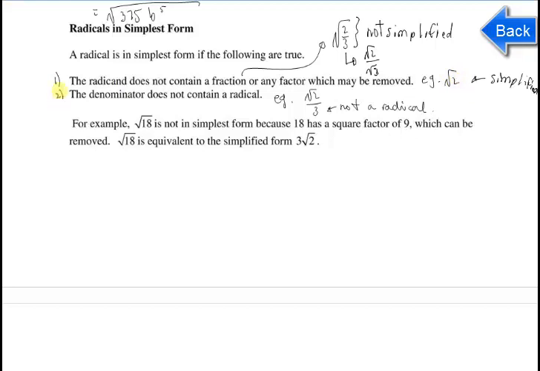Okay, the second condition: the denominator does not contain a radical. So an example of one that is simplified would be like the square root of 2 over 3. Notice the 3 is not in a radical sign, so it's not a radical. So compare that to the example I gave you up here, which is not simplified. This one is simplified. Okay, the denominator does not have a square root.